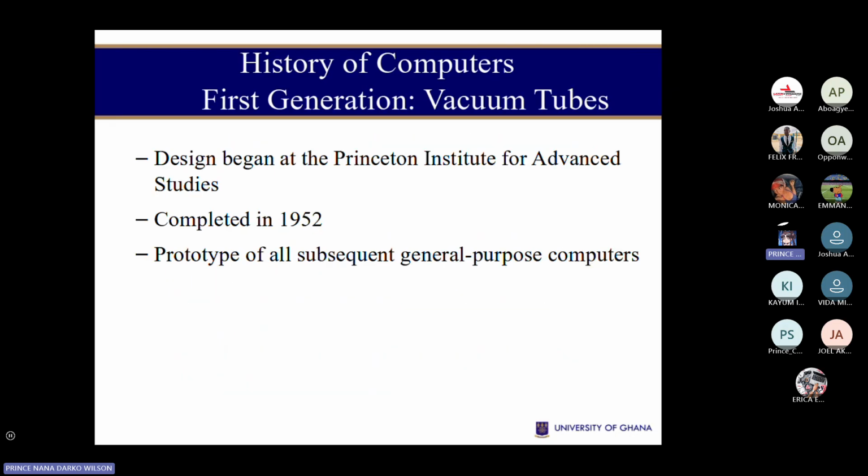for the EDVAC. The design began at Princeton Institute for, so go and read this one on your own, okay? These are basic stuff. Completed in 1952, the prototype of all subsequent general purpose computers. So it sets the foundations for most of the computers of today. The von Neumann architecture was very advanced, even for its time. And then that build led to or inspired the development of a lot of the type of computers we are using today. All right, we proceed.